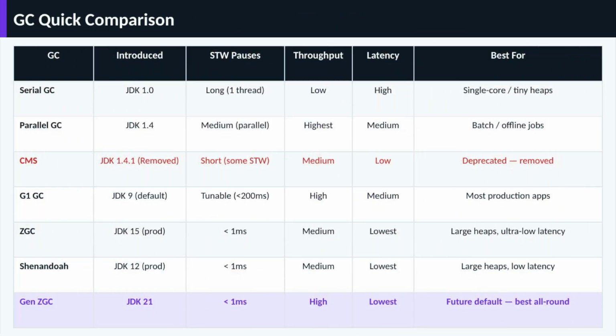Let's look into the GC comparison table. If you are confused about which GC to choose, remember this shortcut: Serial GC for small systems, Parallel GC for maximum throughput, G1 GC for general-purpose production workloads, ZGC for lowest latency, Shenandoah GC as the lowest-latency alternative to ZGC, and generational ZGC as currently the most balanced option for large modern applications.